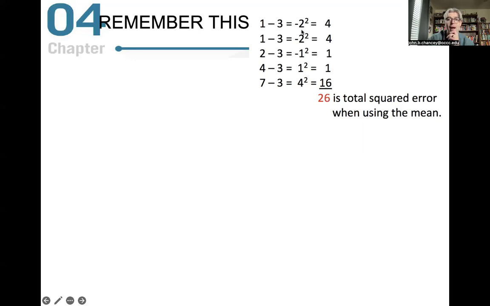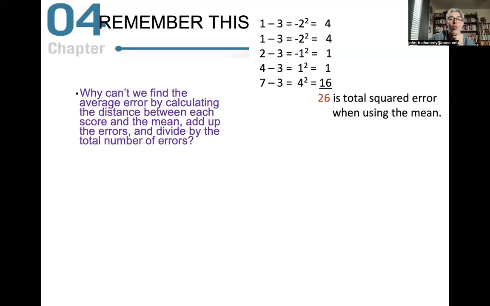Now, of course, some of these are going to come out negative, and some are going to come out positive. So what we have to do then is square those values. That gives us 26, the total squared error. The larger this number is, the greater the error, the greater the variability we're going to see.